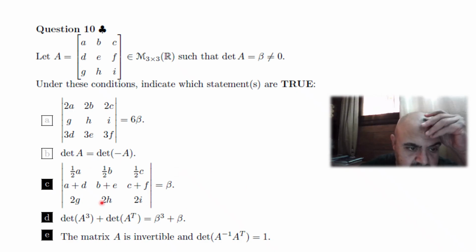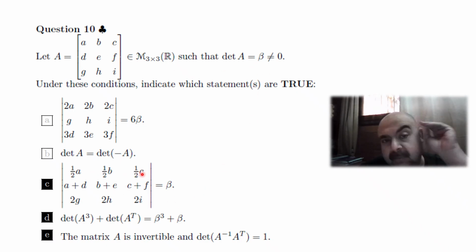For the other, for option C, we multiplied the first row by a half and we multiplied the last row by 2, and we made some operations of addition of rows, so it should be beta exactly. The first row will multiply the value by half, the last row will multiply it by 2, so they will diminish each other.